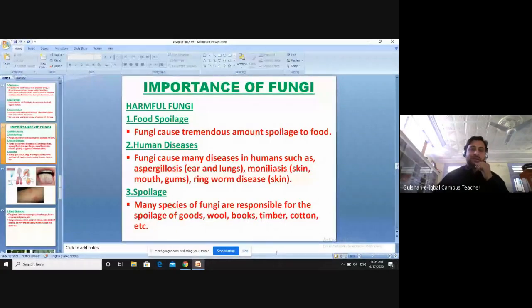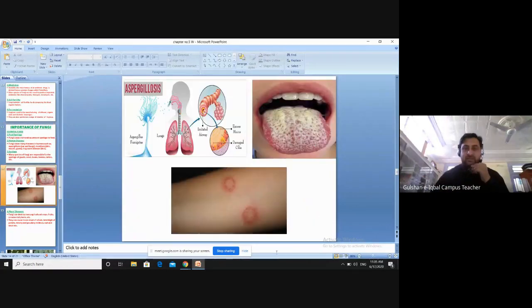Number 2 is human diseases. Fungus, like bacteria, can cause many human diseases. That is aspergillosis, the disease of the ear and lung. I will show you the diagrams as well. Then moniliasis, the skin disease, the mouth and the gum disease. Then we have ringworm disease, that is the disease of the skin. I am going to show them to you as well. Let's see these diseases first.